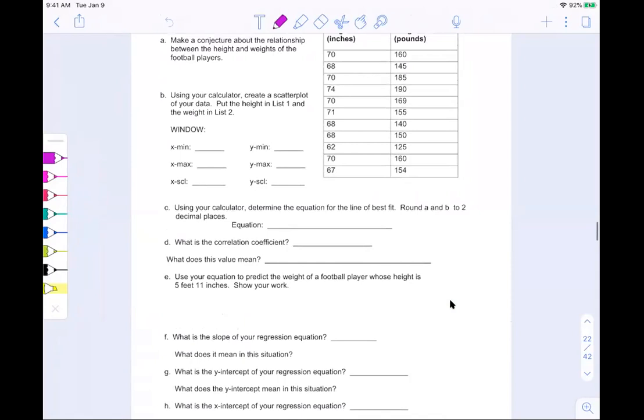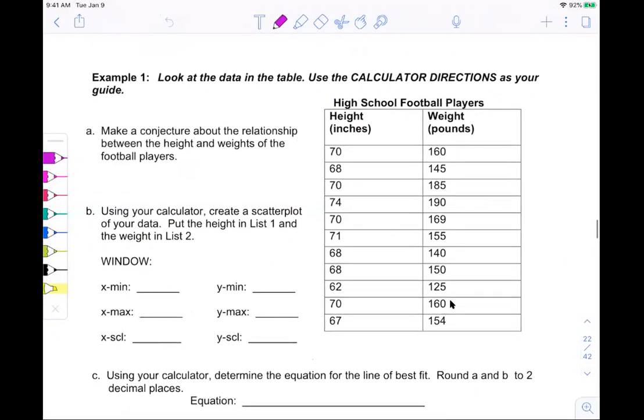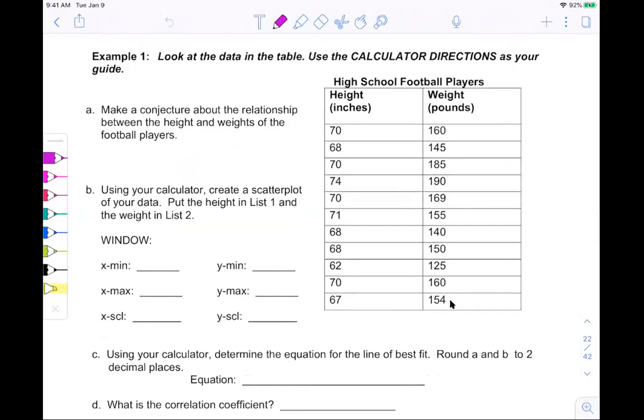So we're on page 20. And on page 20, we have a table of values. And at the top, it tells you that it's the high school football players talking about their height for X and the weight for Y.